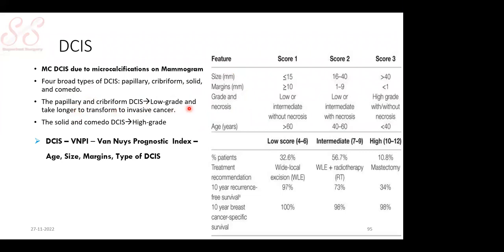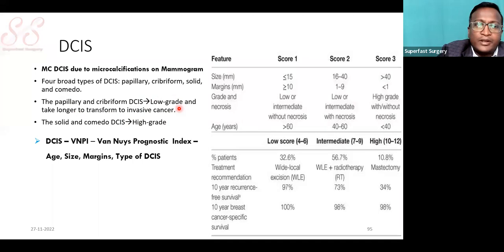Out of these four types, the two types, papillary and cribriform, are regarded as low grade, and they take longer to transform into invasive cancer. While the solid and comedo types are high grade, and they need to be treated accordingly. So how to treat them?